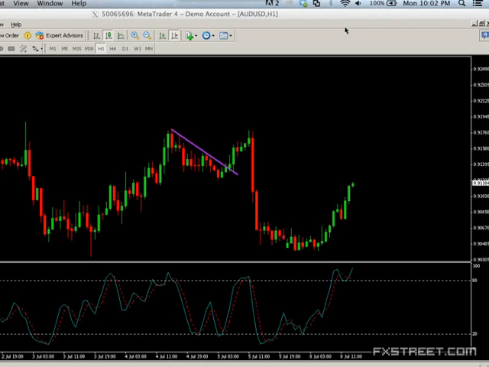So today we're going to be discussing a bit on divergence. How many of you are here for the first time, or attending any one of my webinars here on FXStreet or elsewhere? First time on FXStreet? Okay, it's a very great place to learn. Lots of resources here. First time with me? Okay, welcome to all the new members.